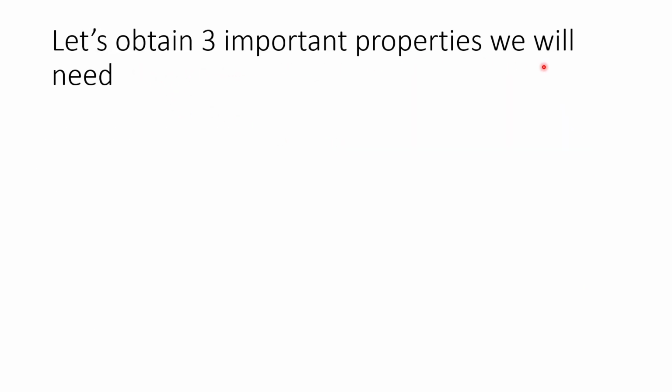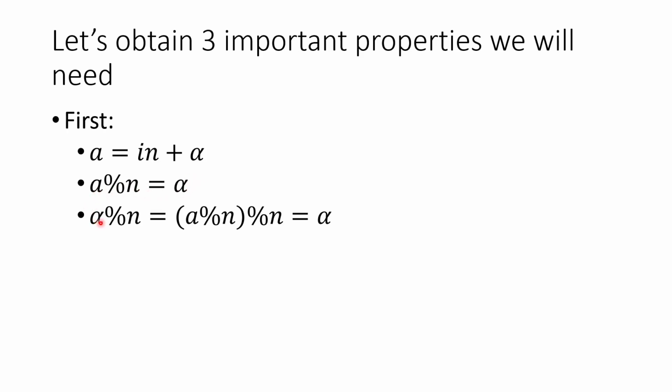So let's obtain 3 important properties we will need to proceed with this video. The first is a is equal to in plus alpha, which we know, and so a mod n is equal to alpha, and then alpha mod n is equal to a mod n, because alpha is a mod n, because this mod n here carries to here. And we know that this will just be alpha, because alpha is less than n, and so any number less than n mod n just returns that because there's nothing to strip away.